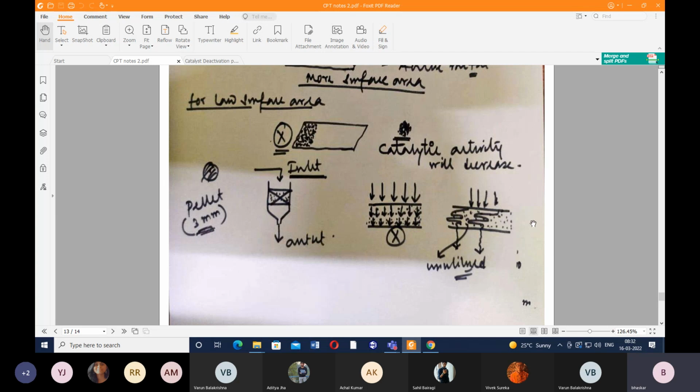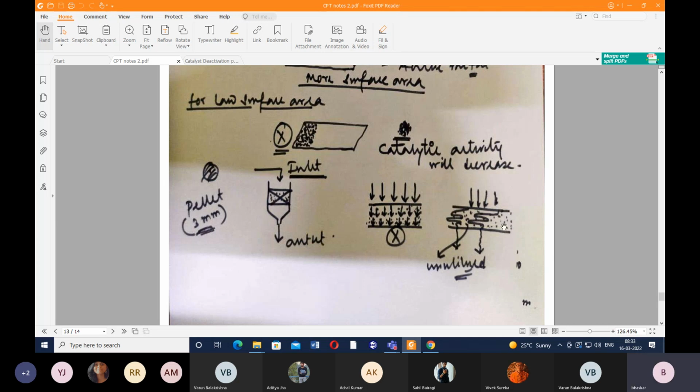In real life, what happens? We allow the hydrocarbon gas to pass through it. The moment it comes in contact with the bed, it follows a tortuous path like this. Here we have a tortuous path. Again, here also we have one tortuous path. Here I have shown another tortuous path. So what will happen is most of the bed will remain unaffected, which we don't want.